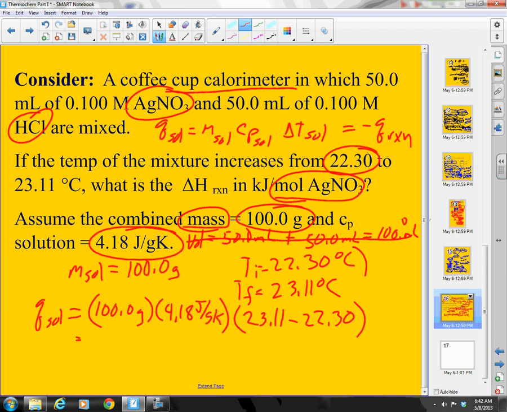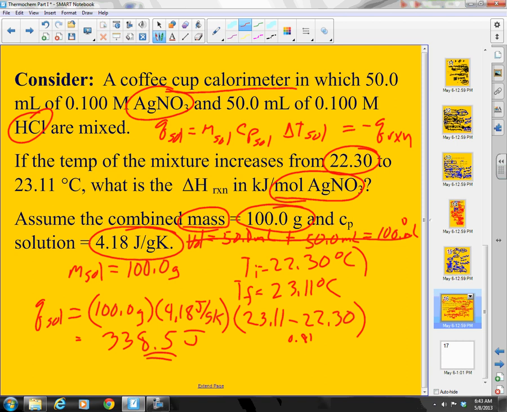Oops, I had 1,000. I'm going to start over here. 23.11 minus 22.30, and I get 0.81. So I'm down to 2 sig figs there. 0.81 times 100 times 4.18, and I get 338.5. Now I only have 2 sig figs. This is joules, right? Let's run those numbers again. 100 times 4.18 times the quantity, 23.11 minus 22.3. Looks good to me. So this is my Q solution.